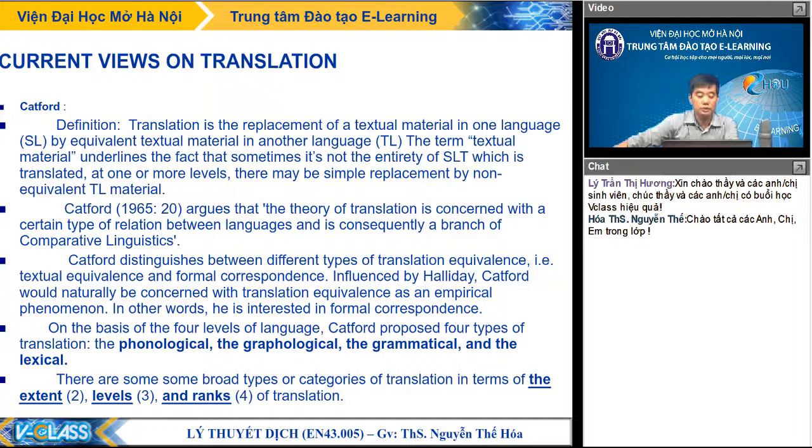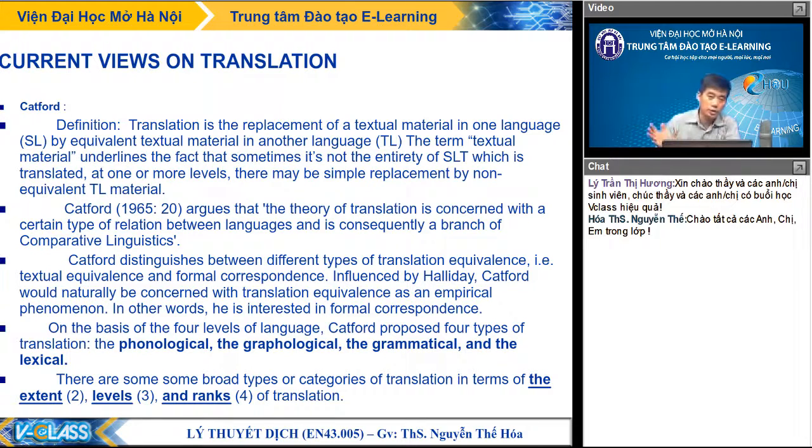The term textual material underlines the fact that sometimes it's not the entirety of the source language text which is translated at one level. There may be simple replacement by non-equivalent target language material. Catford also argued that the theory of translation is concerned with a certain type of relation between languages and is consequently a branch of comparative linguistics.